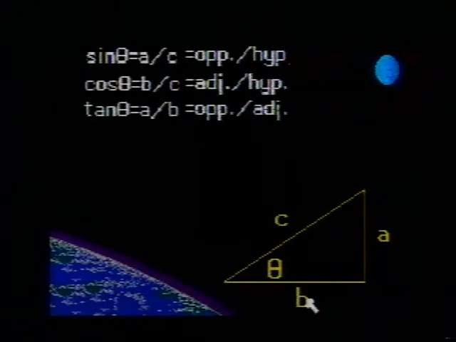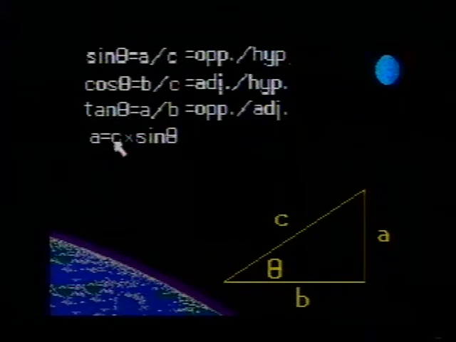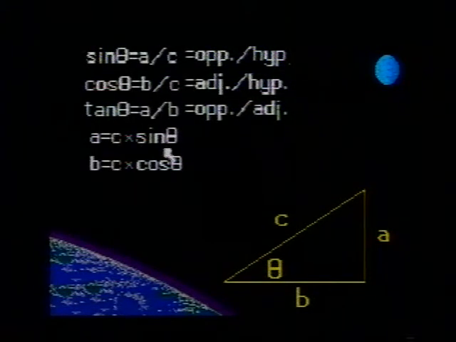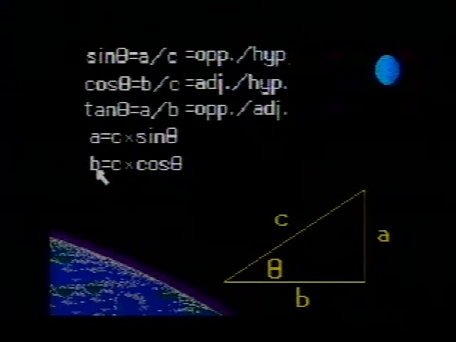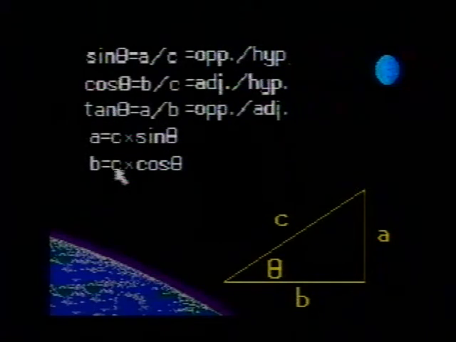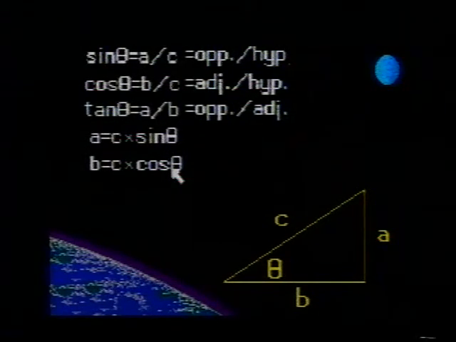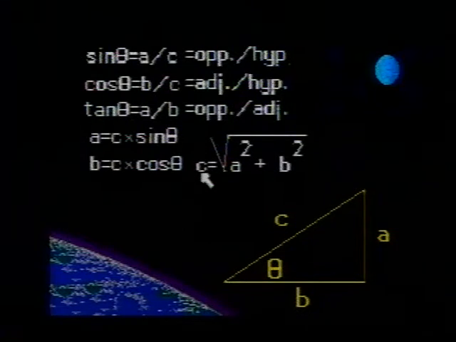If we rewrite the first equation, we can write that A is equal to C times the sine of the angle theta. And if we rewrite the second equation, we can write that B is equal to C times the cosine of the angle theta. We can also make use of the Pythagorean theorem that the side C is equal to the square root of A squared plus B squared.